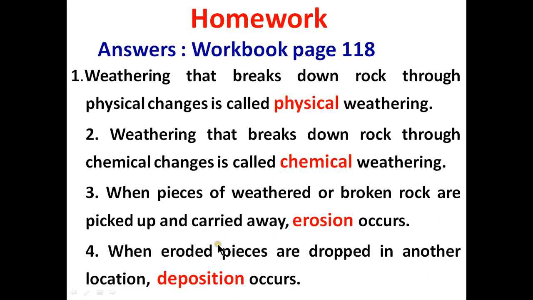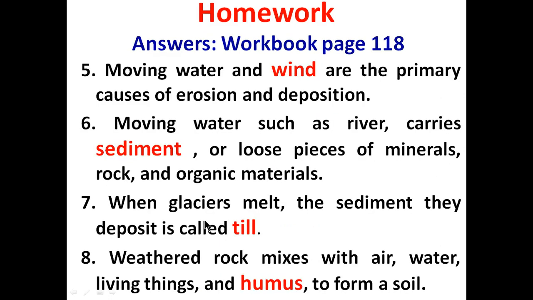When eroded pieces are dropped in another location, deposition occurs. The next is about moving water and wind: they are the primary causes of erosion and deposition. The next: moving water such as a river carries sediment, or loose pieces of minerals, rock and organic materials.